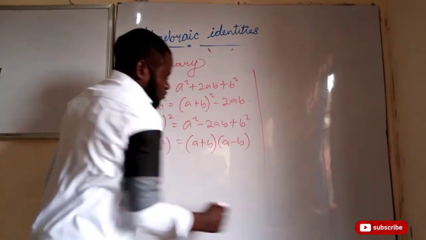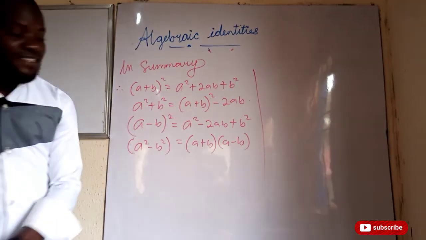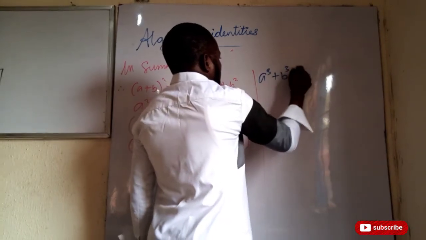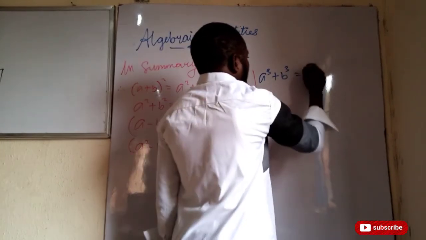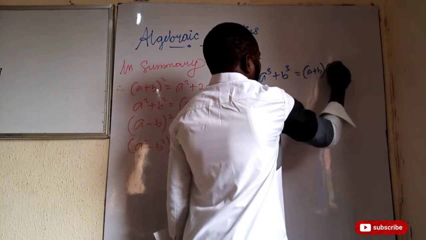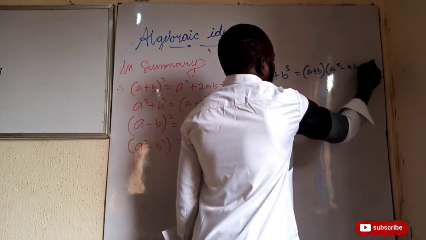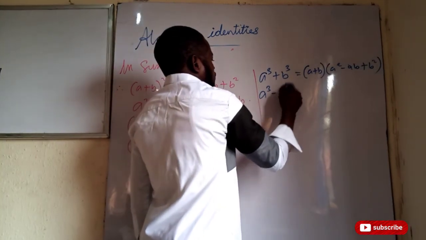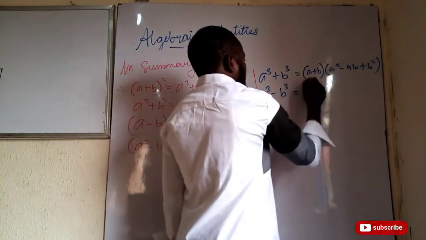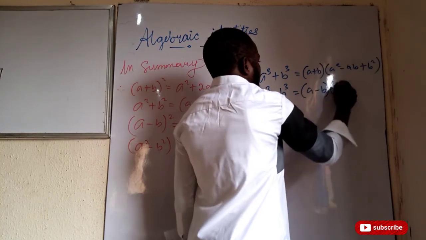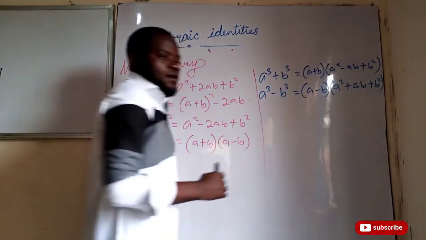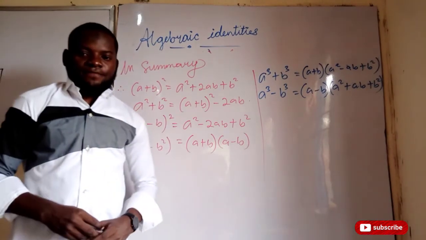Okay, so the next identity is going to be sum of 2 cubed, and this is going to become a plus b into a square minus ab plus b square. And I have difference of 2 cubed, a cubed minus b cubed, is going to be a minus b into a square plus ab plus b square. Do we get all these identities right?